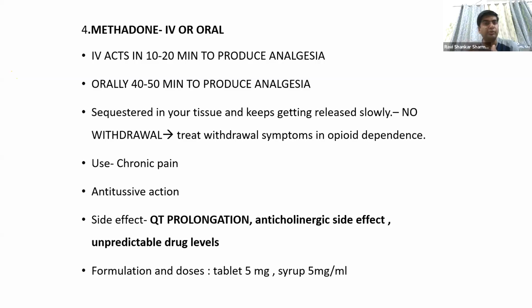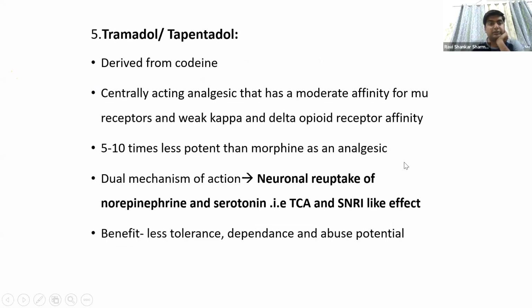You start with a dose of 2.5 milligram tablet. Okay. And definitely it has adverse effects in terms of cardiovascular effects like QT prolongation, and anticholinergic side effects. An important thing to remember is the unpredictable drug levels. Okay, so very small amounts. I think you can use it 6 to 8 to 10 hourly. Okay, 2.5 milligram tablets, methadone. I think very few centers have this tramadol and this methadone tablet.